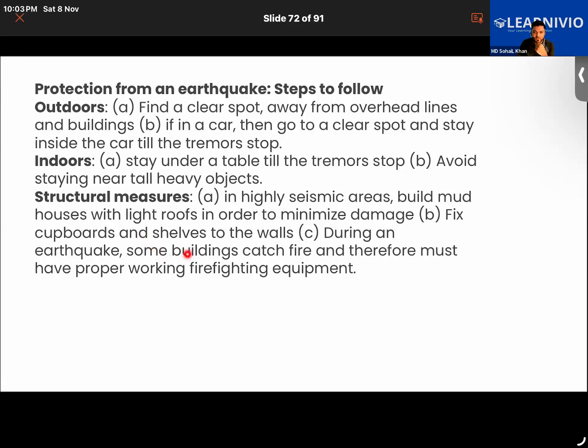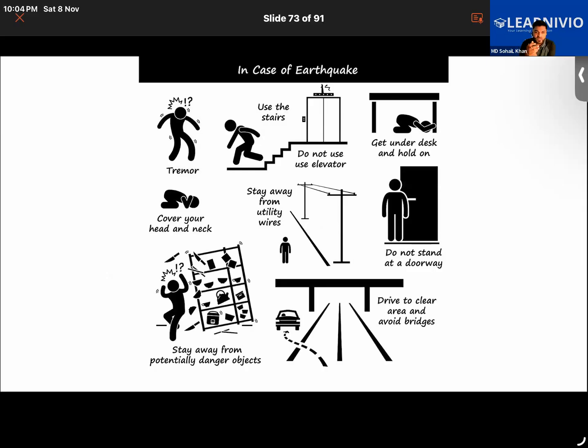During an earthquake, some buildings may catch fire. Like if there is a short circuit, the building will catch fire. If there's structural damage to the wiring system in the house, and the insulation of the wire were to break, there can be a short circuit and that can lead to fire also. So the building must have proper firefighting equipment also. Okay, the bare minimum is that everyone should have a carbon dioxide fire extinguisher at home.